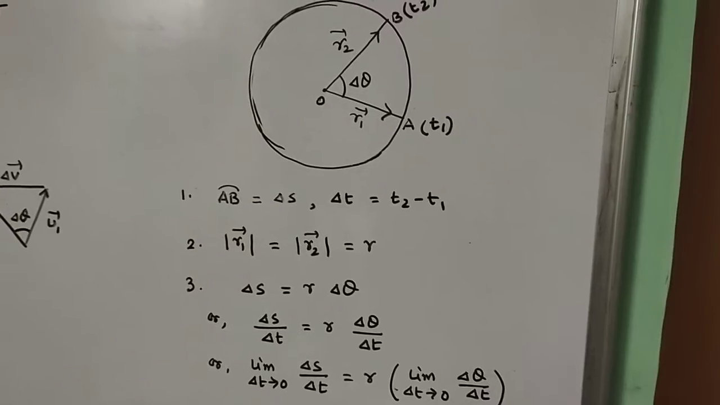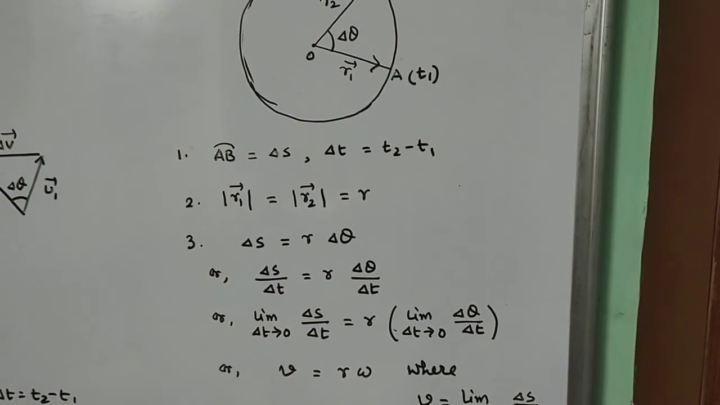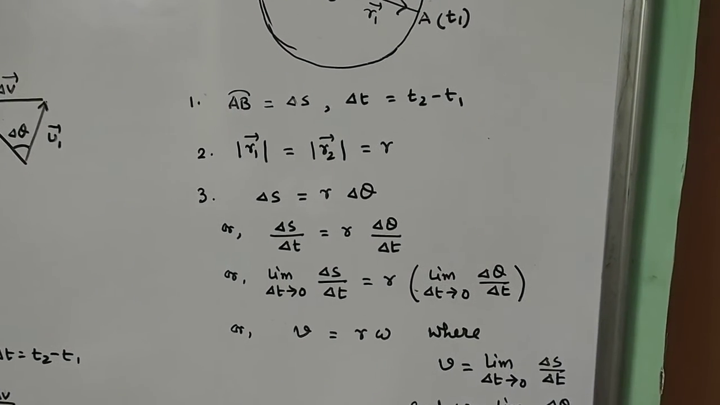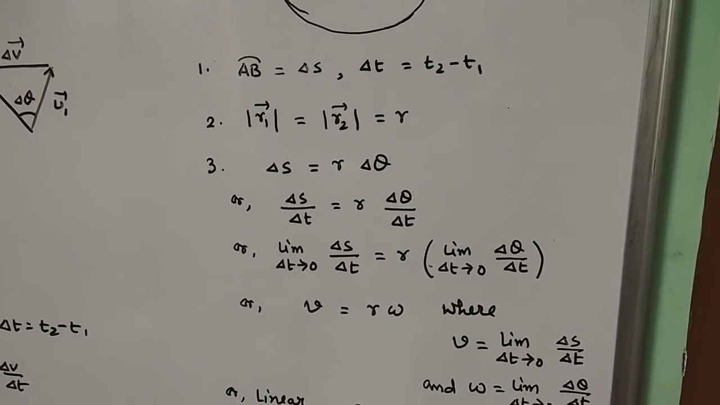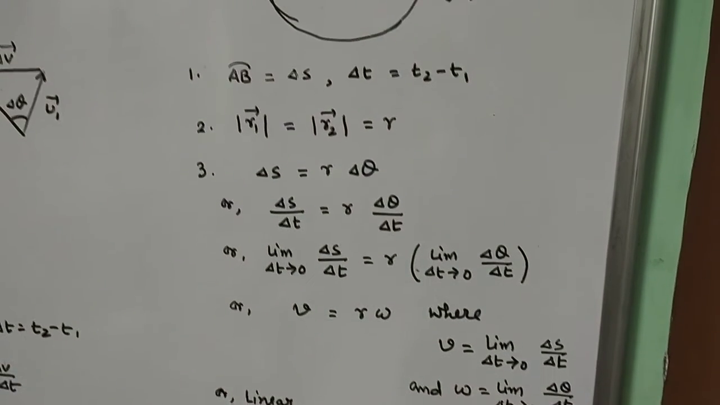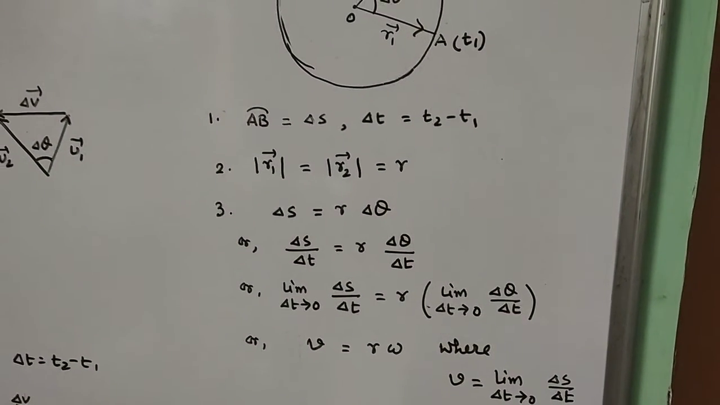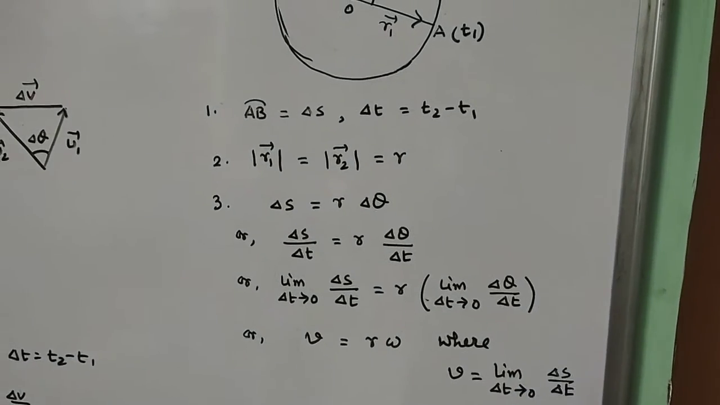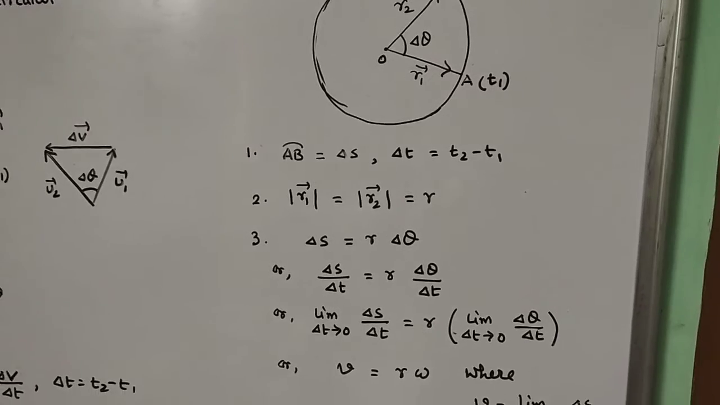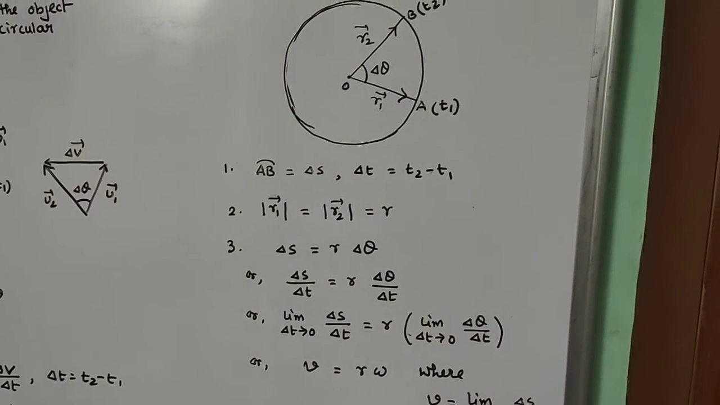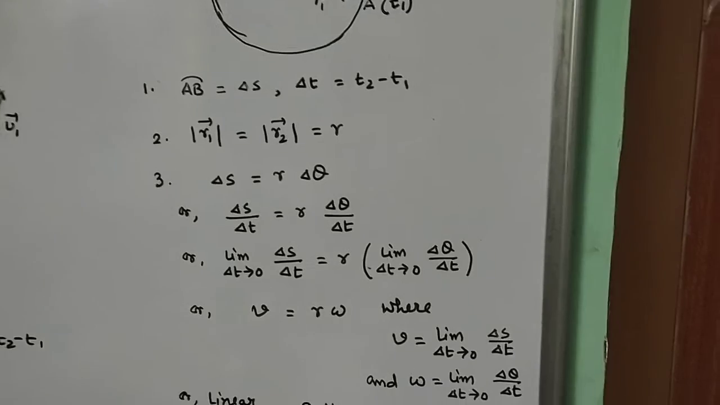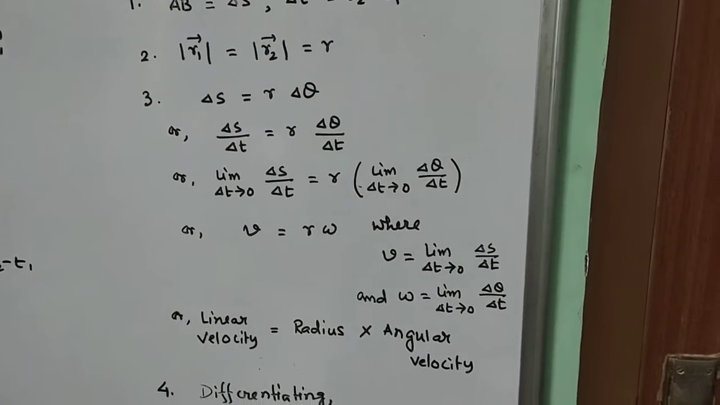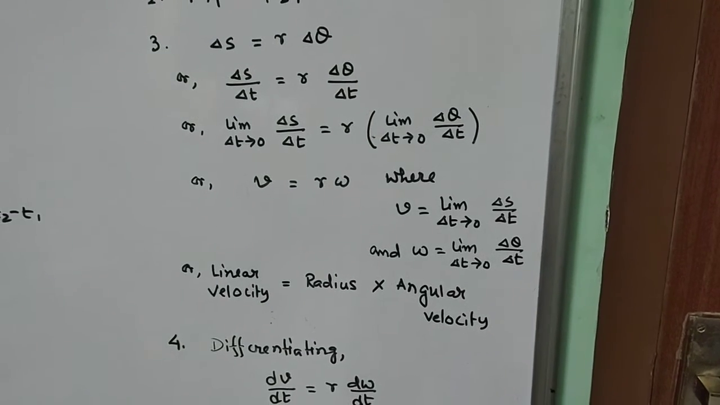Delta t tends to 0 shows that it is the instantaneous velocity. So you can write delta s by delta t, limit delta t tends to 0 as your v, that is the linear velocity, and r is the radius of the circular path, and limit delta t tends to 0, delta theta by delta t is nothing but the omega, that is your angular velocity. So this is the relation between linear velocity and angular velocity. So linear velocity equal to radius into angular velocity. This is a very important expression in numericals as well as in other topics. We are going to use this one.